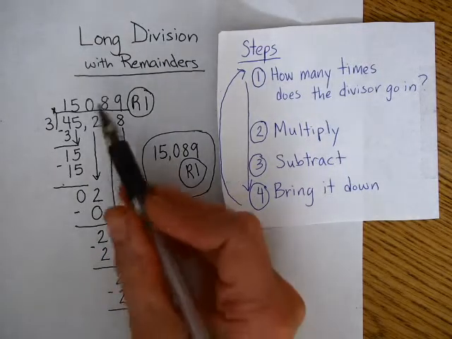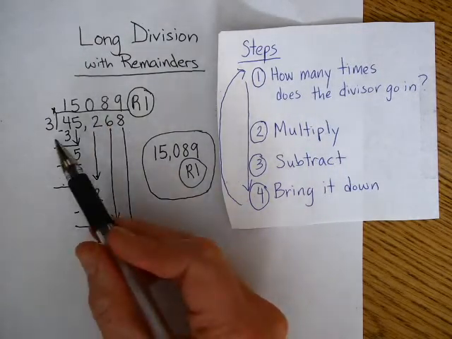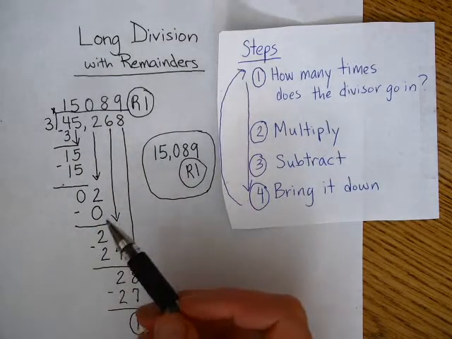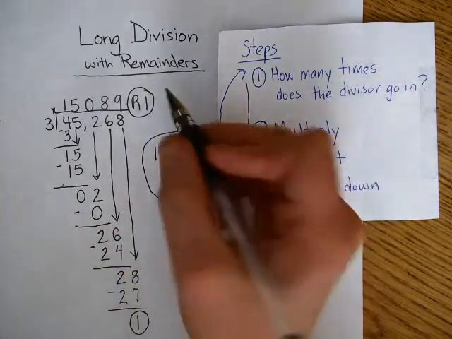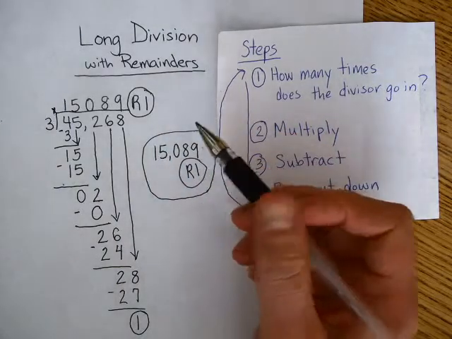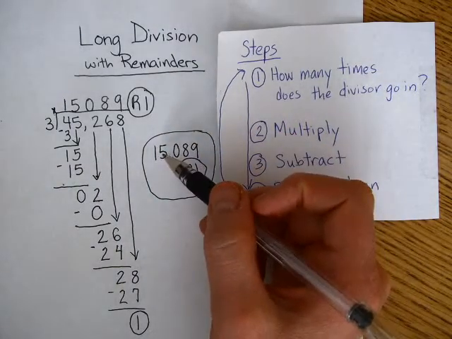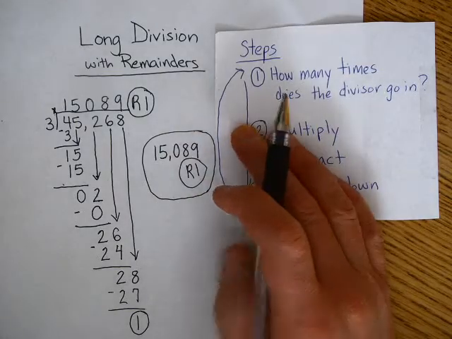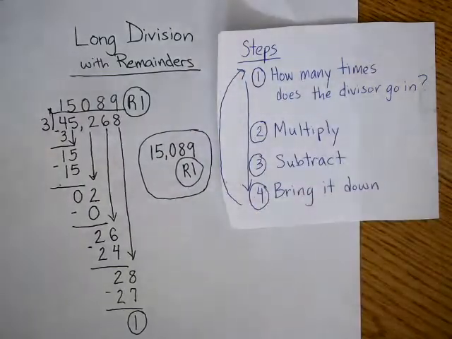Don't forget to add zeros if you need zeros. If the divisor doesn't go into this number, you must put a 0 there, because otherwise we would end up with just 1,589, which is very different than 15,089. Okay, so please be careful about that. But this is how to do long division with remainders.